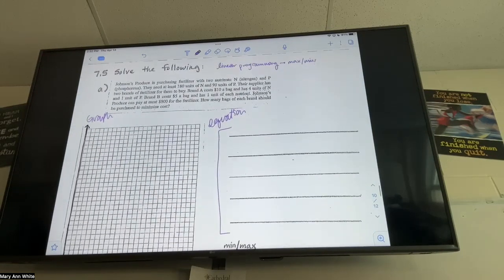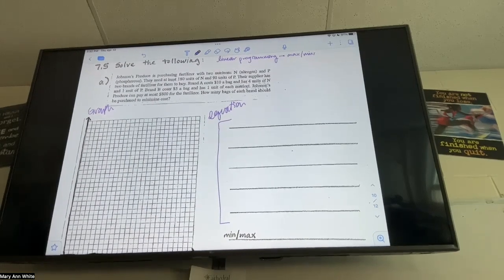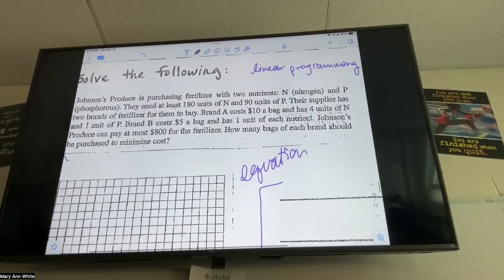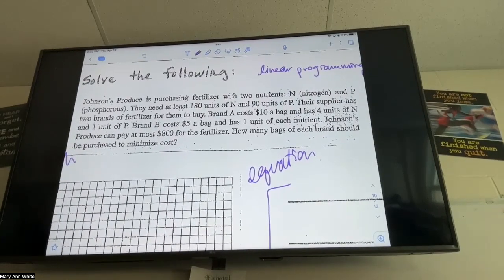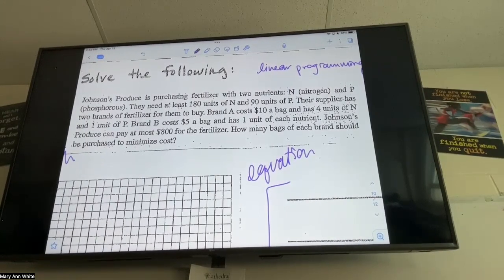Okay. So this first problem, I'm going to be honest, I'm kind of tired. I don't really want to read this out loud. So let's just read this silently to ourselves. We're all in high school. We can read a little paragraph to ourselves. So read it to yourself and think about what's important here.